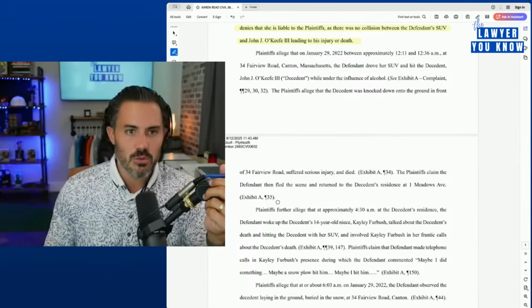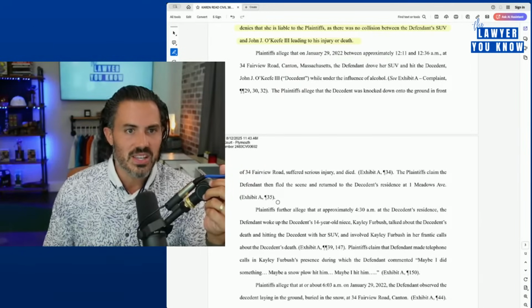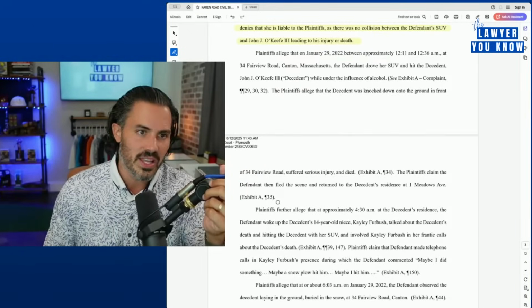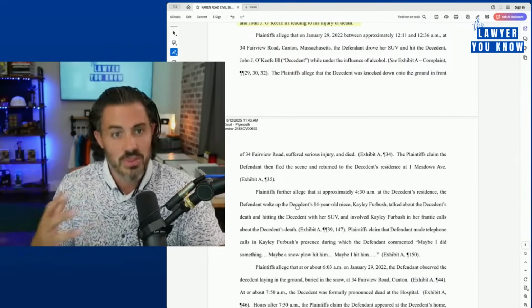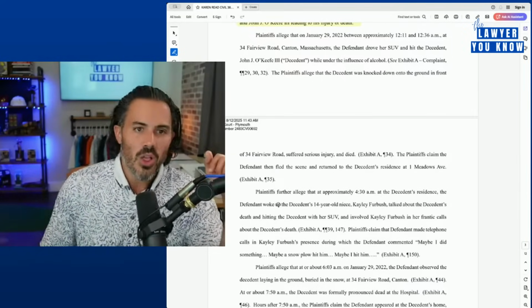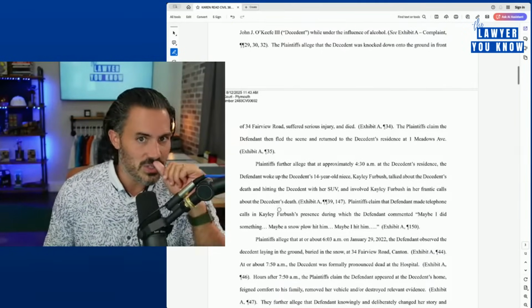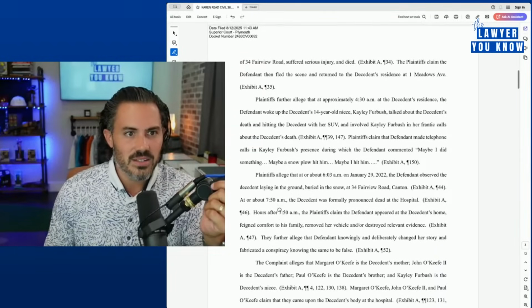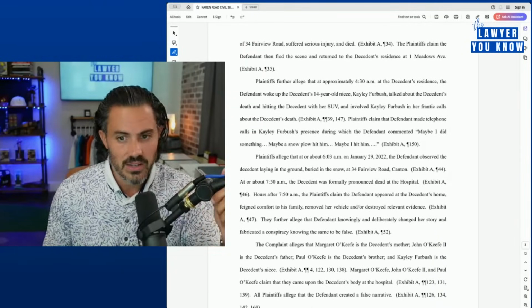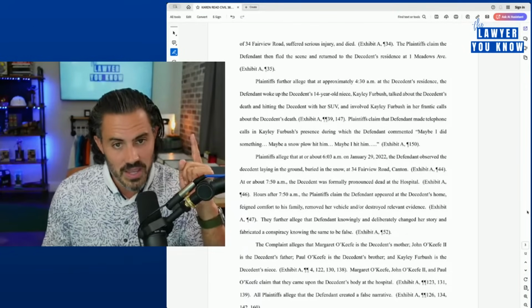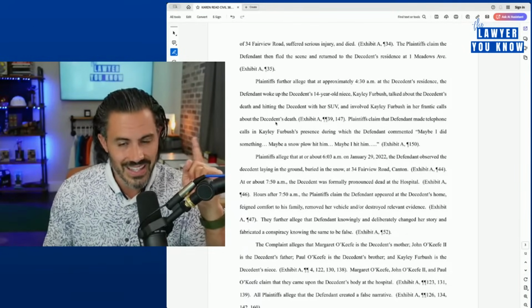Plaintiffs allege that on January 29th, between 12:11 and 12:36 at 34 Fairview, defendant drove her SUV and hit the decedent. We're going to kind of skim through some of the facts. I think we all know the facts. While under the influence of alcohol, plaintiffs allege he was knocked down on the ground and then the defendant fled the scene. And that's important to me. Fleeing the scene can lead to certain things.